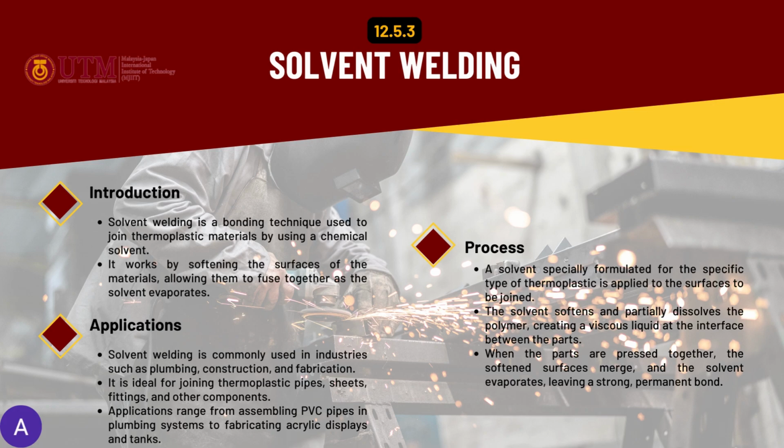a solvent specially formulated for the specific type of thermoplastic is applied to the surfaces to be joined. Then the solvent softens and partially dissolves the polymer, creating a viscous liquid at the interface between the parts. And then when the parts are pressed together, the softened surfaces merge and the solvent evaporates, leaving a strong and permanent bond.